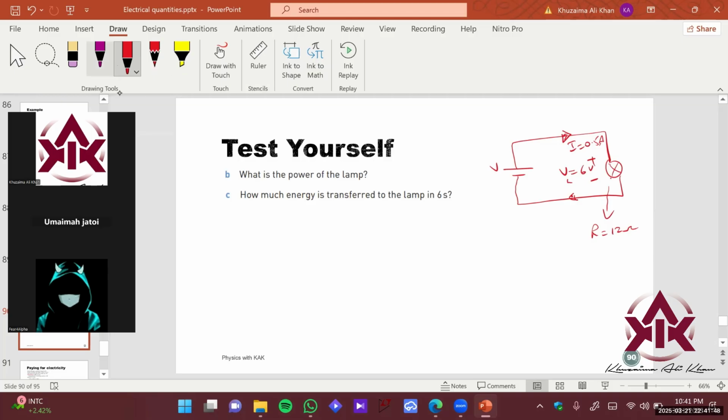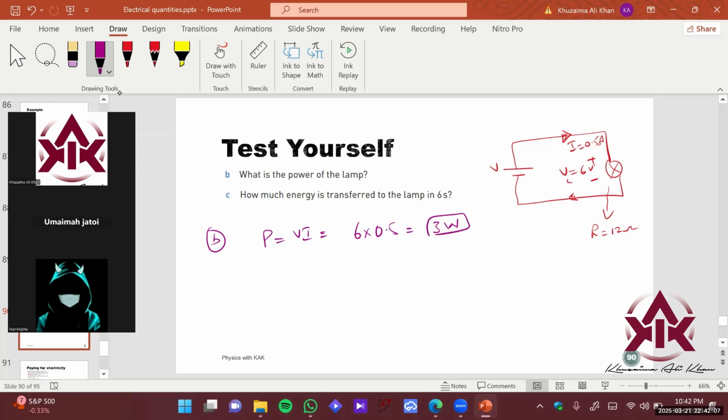I'm going to use all three formulas here to show that the answer will be the same. Power equals VI, the first formula which you have learned. You know the potential difference across the lamp is 6, and the current flowing through the lamp is 0.5. So the power consumed by the lamp is 3 watts.